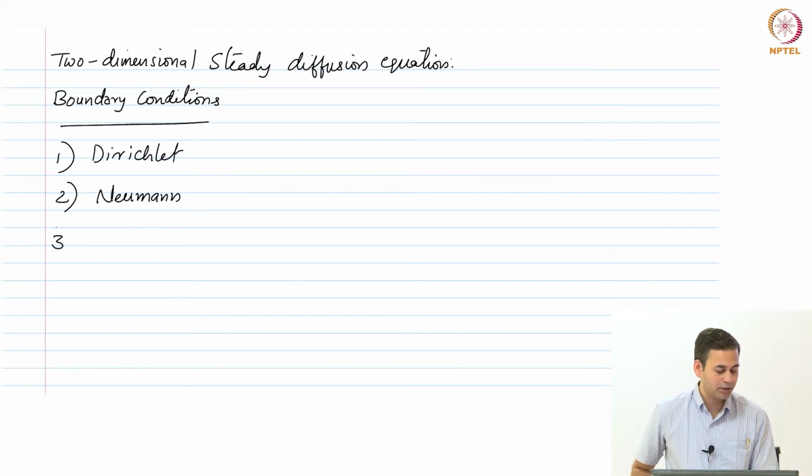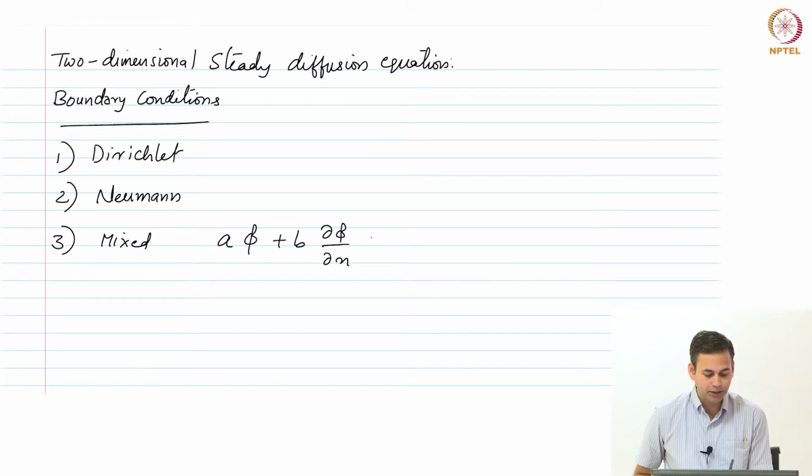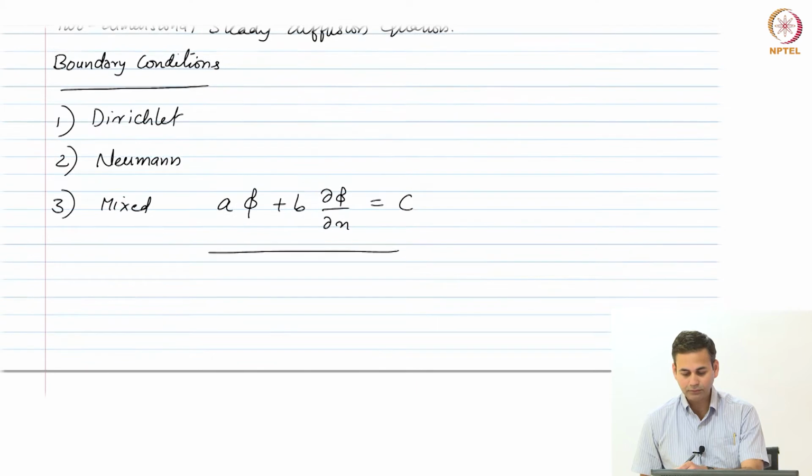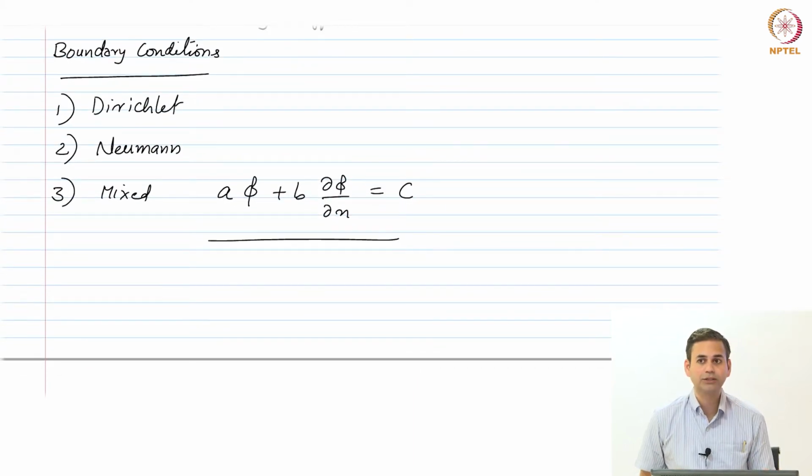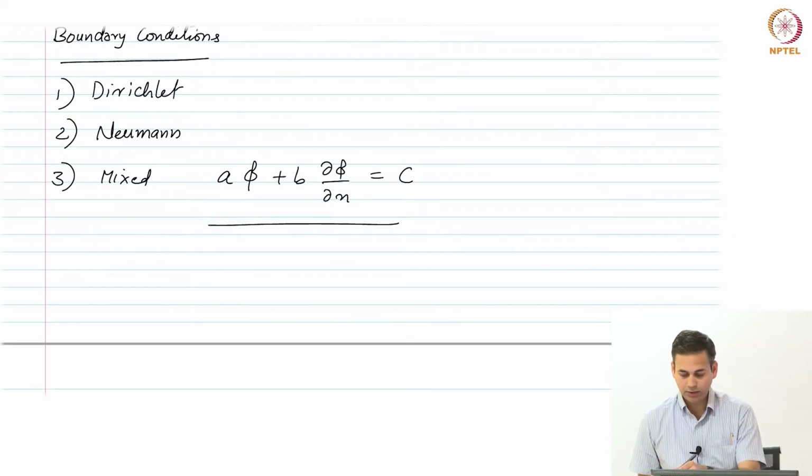The only one that is remaining is the discussion on the mixed boundary condition, where we specify a linear combination of a Dirichlet and a Neumann condition. We specify a times the dependent variable phi plus b times partial phi partial n equals some c. So this is a combination of Dirichlet and gradient boundary conditions. One of the examples of a mixed boundary condition is convection. So, for example, let me go to the next page, and the convection.